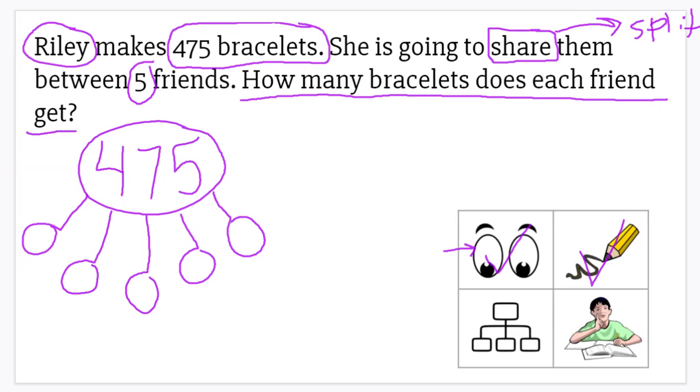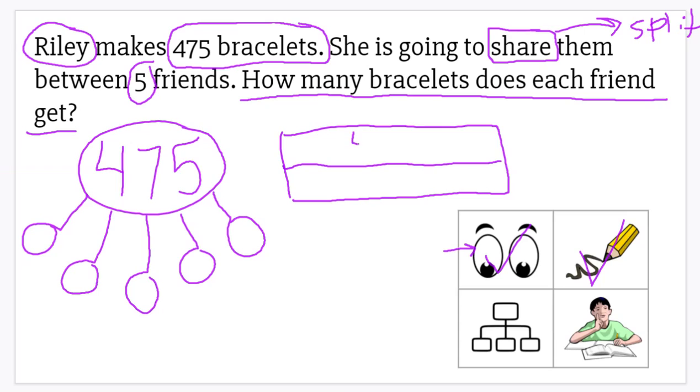I could also draw this as a strip diagram. So I know I have 475 as my whole, and I'm splitting that into 5 equal pieces. Both of these models here show me that I'm sharing something or splitting a number up. If a number is being split up or shared, that means that I'm going to divide that number.